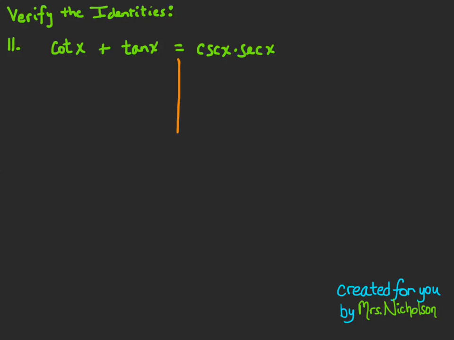And so first thing I'm going to do is put a wall here between my two sides. And remember, you can work on either side, and you want to keep working until both sides look the same. I'm going to start over here on the left. I have cotangent x plus tangent x. And so I'm going to change those to sine and cosine. Cotangent x I can change to cosine x over sine x, and tangent x would be sine x over cosine x. Now I've got two fractions here that are being added together, and so I'm going to get a common denominator and go ahead and combine the fractions together.